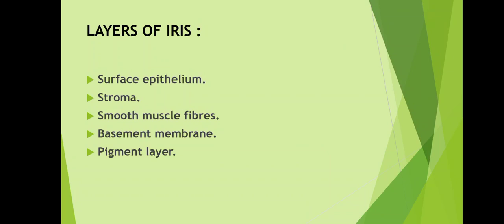Next is the layers of the iris. The iris consists of about 5 layers. The first layer is the surface endothelium, then stroma, smooth muscle fiber, basement layer, and pigment layer.